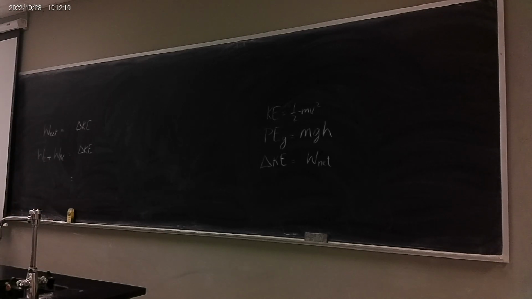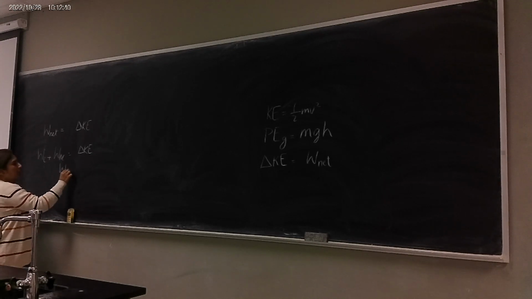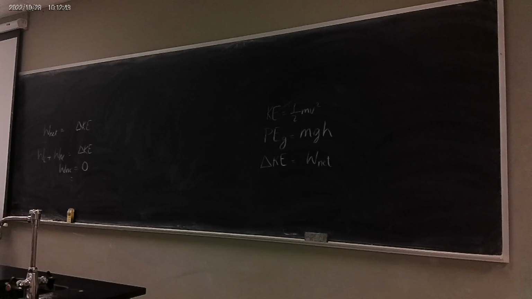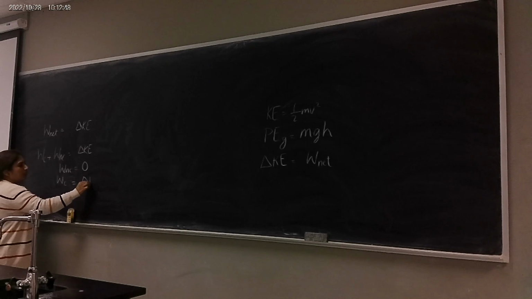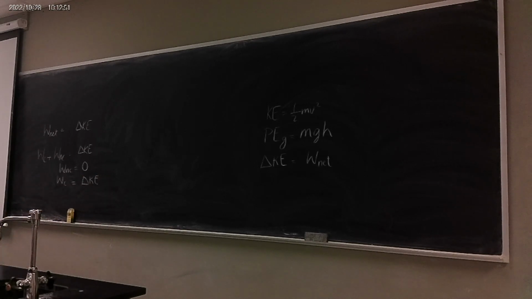Now, we always start with the simplest case where friction is not there, it's zero. Ideally friction should not be there, but in real life friction will always be there. So in simple cases, when there are no non-conservative forces, if the work done by them is zero, then this equation becomes WC equal to delta KE. Correct? Make sense?